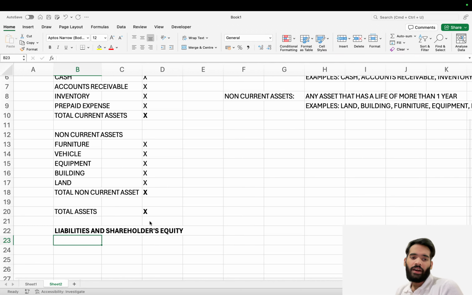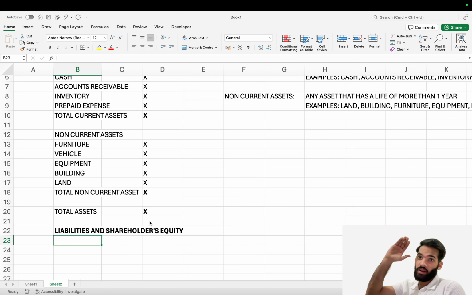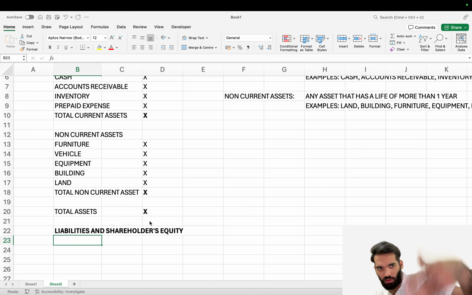In this case, first we're going to mention liabilities. If you are using IFRS, first we write equity, then we write liabilities. So assuming again, because we are using the GAAP format, we'll first do the liabilities.